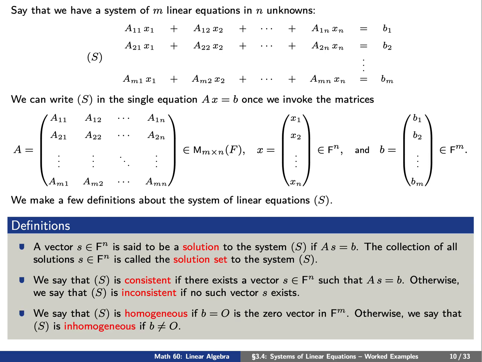And finally, we'll say that our system is homogeneous if the right-hand side just consists of zeros. That is, if our vector b is just the zero vector as an m-dimensional vector. Otherwise, we'll say that our system is inhomogeneous.